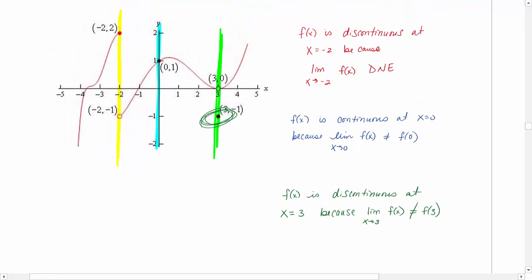So it's nice to use what we already know about continuity to know what the answer is ahead of time, but we need to be able to back it up with calculus reasons.